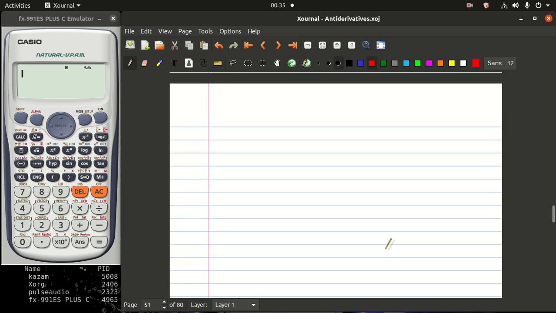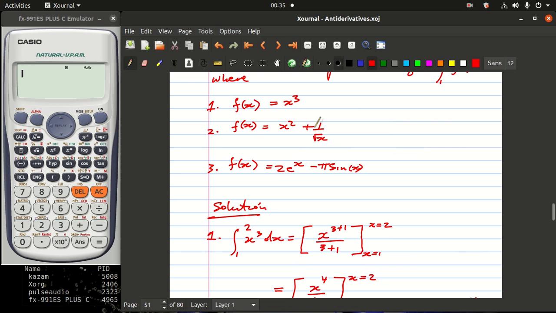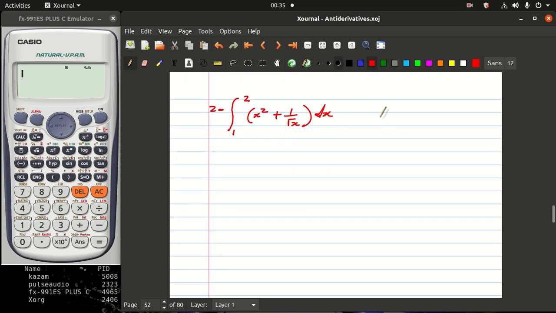And then let's go and look at number 2. What is number 2? We want to find the definite integral from 1 to 2 of x squared plus 1 over square root of x, dx. Let me double check if this is what I wrote. x squared plus that. The next thing I want you to realize is that this is the same thing as having x squared plus 1 over x raised to 1 over 2 dx.